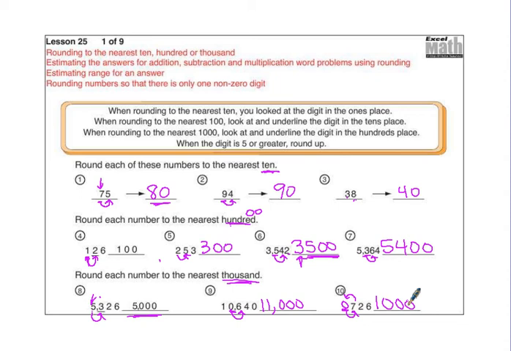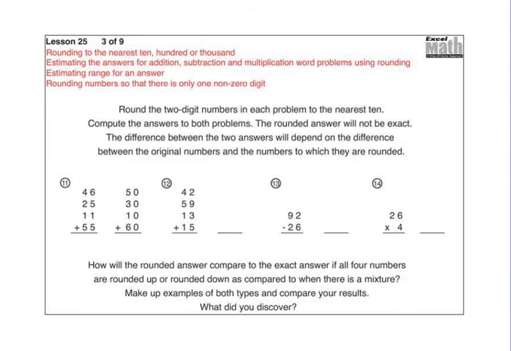All right, now we're going to learn a little bit about taking this idea of rounding and estimating answers. It says round the 2-digit numbers in each problem to the nearest 10. Compute the answer to both problems. The rounded answer will not be exact. The difference between the two answers will depend on the difference between the original numbers. These are the original numbers, and the numbers to which they are rounded over here.